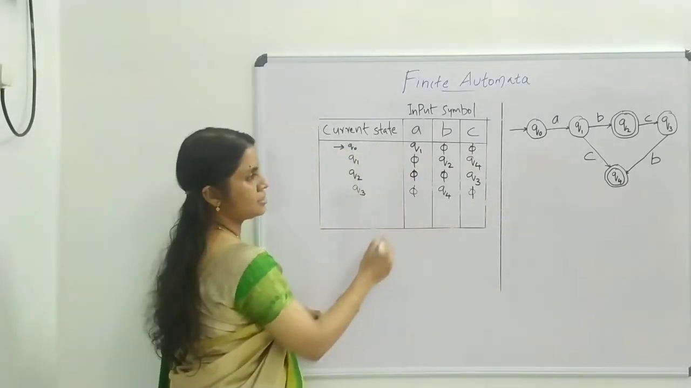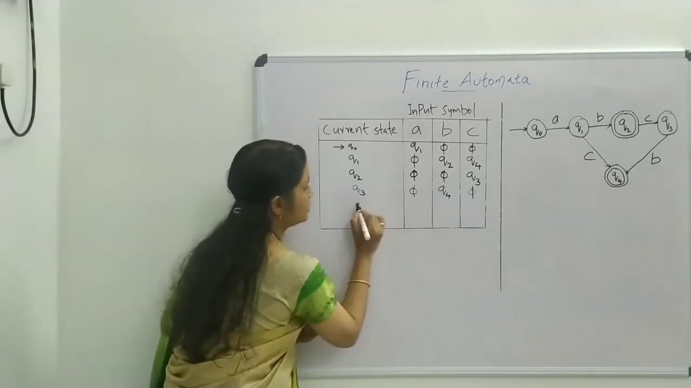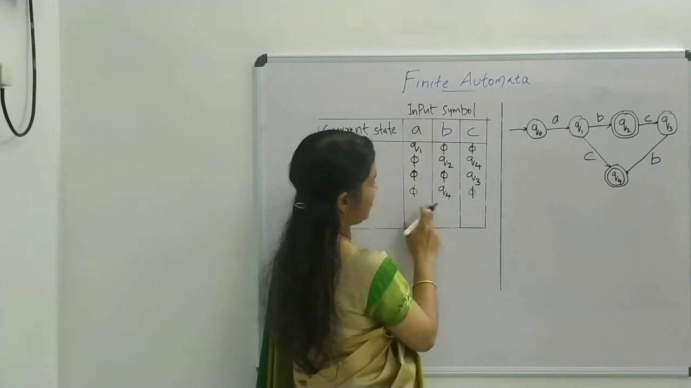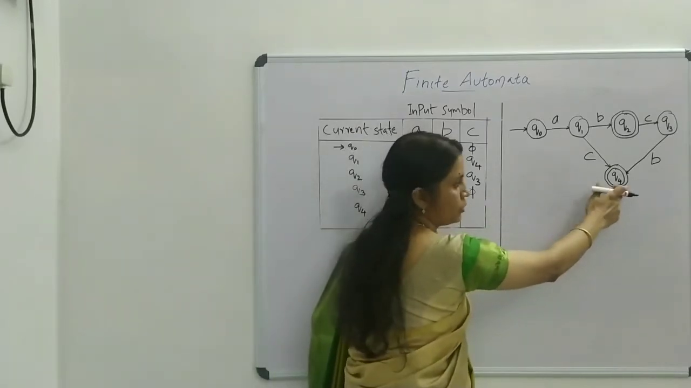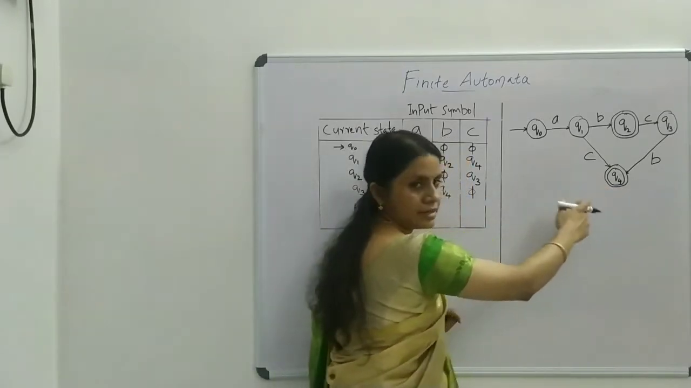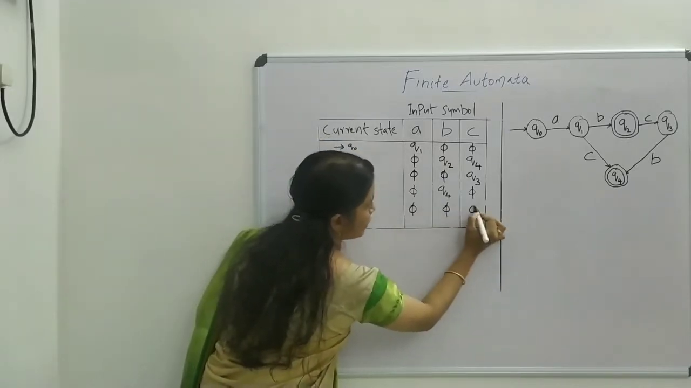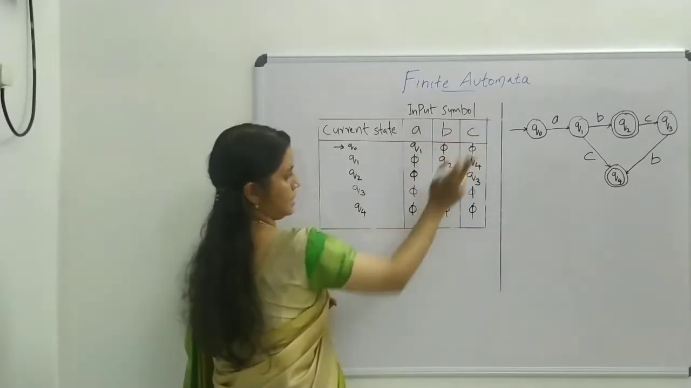Then the last state is what? Q4. On A, B, C, does a transition come from Q4? No, because Q4 is what? A final state, right? Final state, so there is no transition on the input symbols A, B and C.